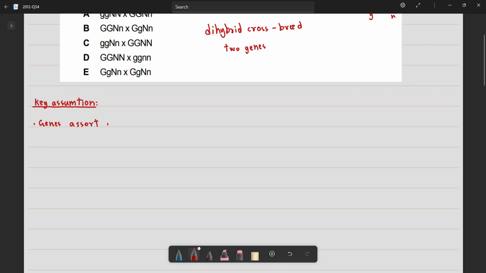assort independently. Okay, so the genes assort independently, and the most important thing that you must assume is that the genes are unlinked. Okay, unlinked genes. What this means is that the genes are not close together in the same chromosome.